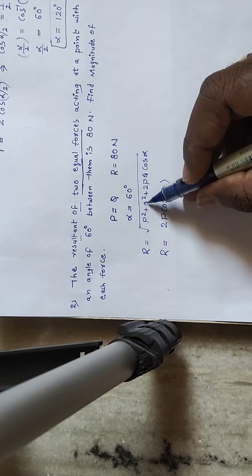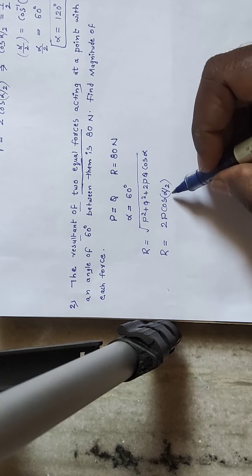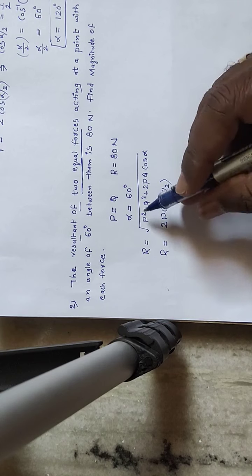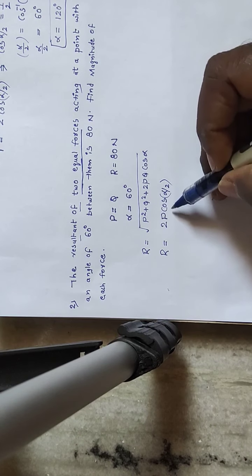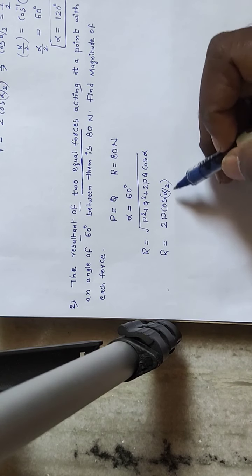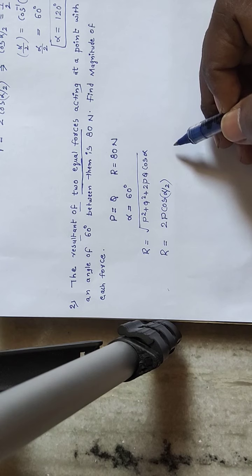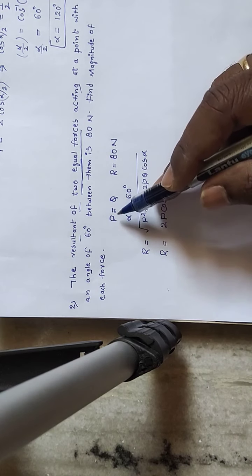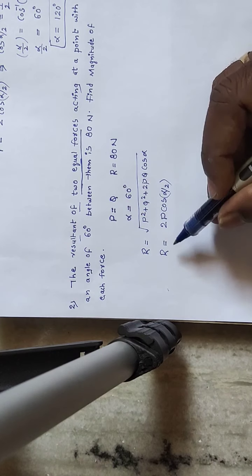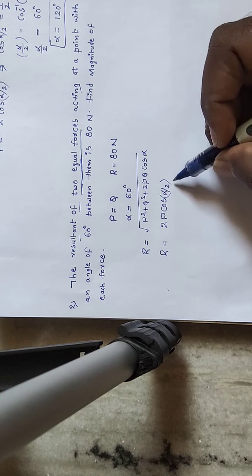So in the place of q, if you substitute p, then finally you will get 2p cos alpha by 2. Or you can substitute q in place of p, so finally you will get 2q cos alpha by 2. R equal 2p cos alpha by 2 or R equal 2q cos alpha by 2. Both are same because p equal to q. So when two equal forces are there, then the resultant formula will become R equal to 2p cos alpha by 2.